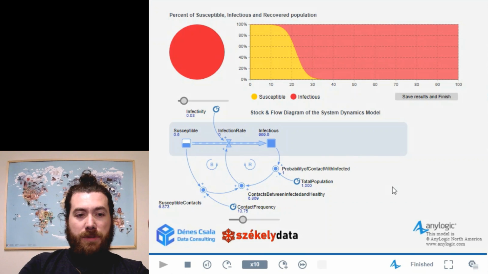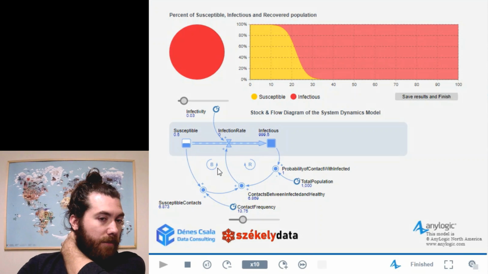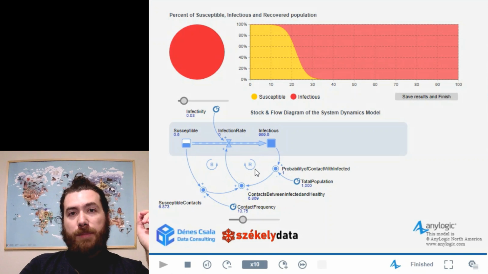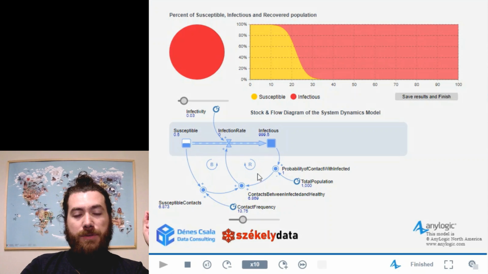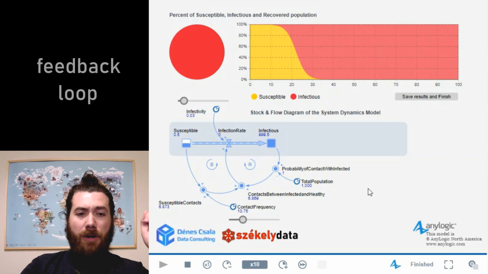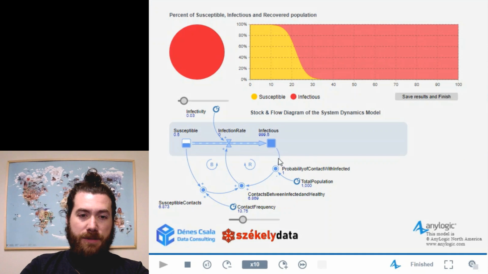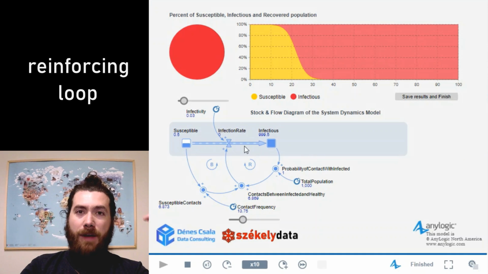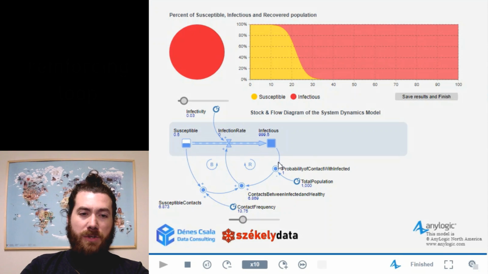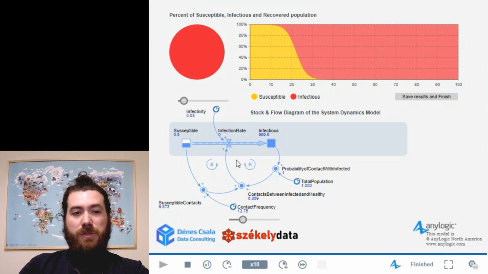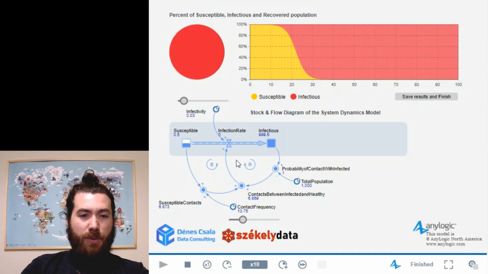Now you see that I've put 2 loops here, which are marked with these characters, which is a feedback loop. And then the R means it's a reinforcing feedback loop, and then the B means it's a balancing feedback loop. So what that means is that if you go around this succession of arrows, you see that the arrows actually have signs. A positive sign means that the 2 quantities are changing in the same direction. And the negative sign means that the 2 quantities are changing in the opposite direction. So we mostly have positive signs here.